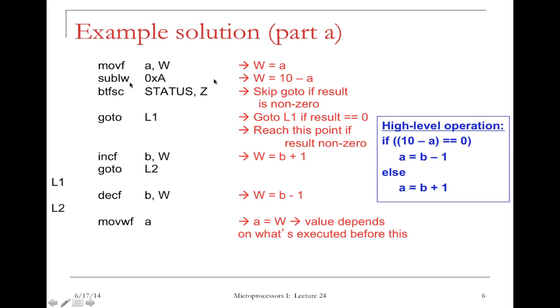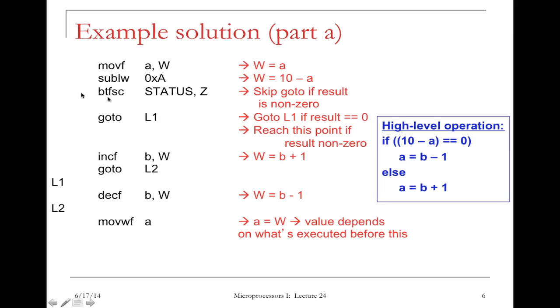Now when we do subtraction, if the result is 0, then the 0 flag in the status register will be updated. So if it's a 0, the 0 flag will be a 1. So check this instruction, BTFSC status, comma, Z.